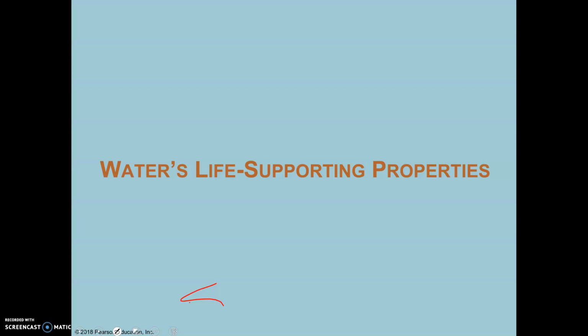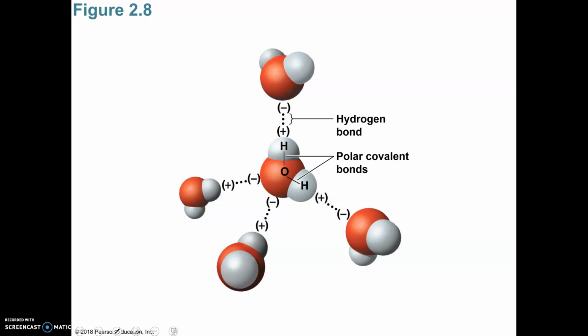Okay, today we're going to focus on the properties of water. So this is the structure of water. This came up in our previous lecture, but I'm going to talk about it a little bit more today. So a reminder, here's what's going on with water. Oxygen is covalently bound to hydrogen, and these are called polar covalent bonds.